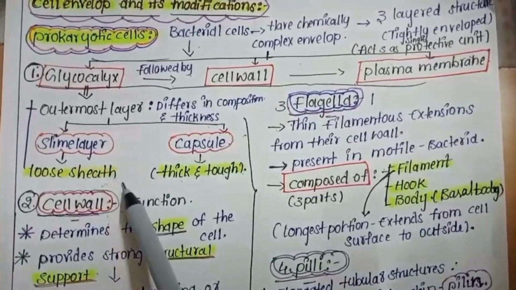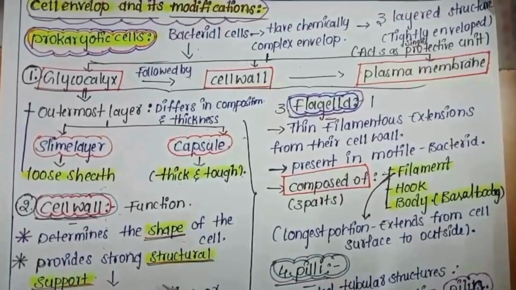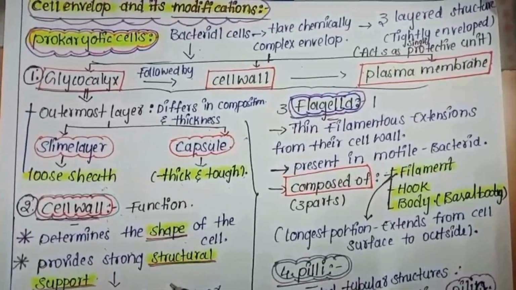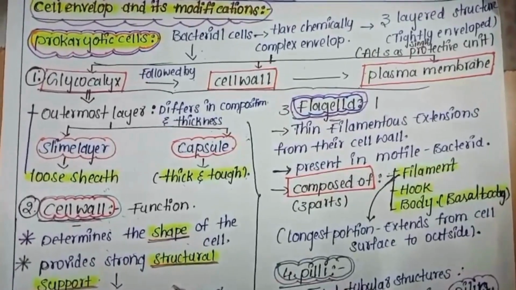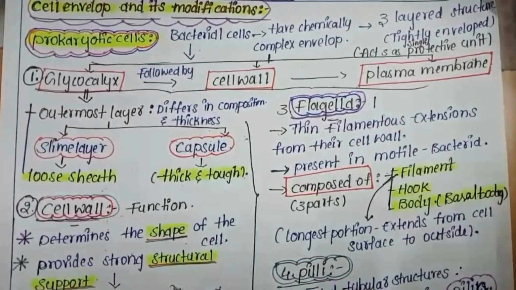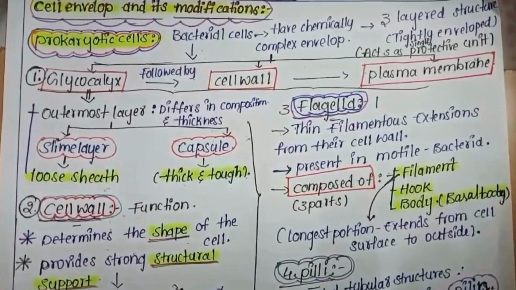The cell wall functions to determine the shape of the cell and provides strong structural support to the bacteria by preventing the bacteria from collapsing. The cell wall is different in gram-positive and gram-negative bacteria.